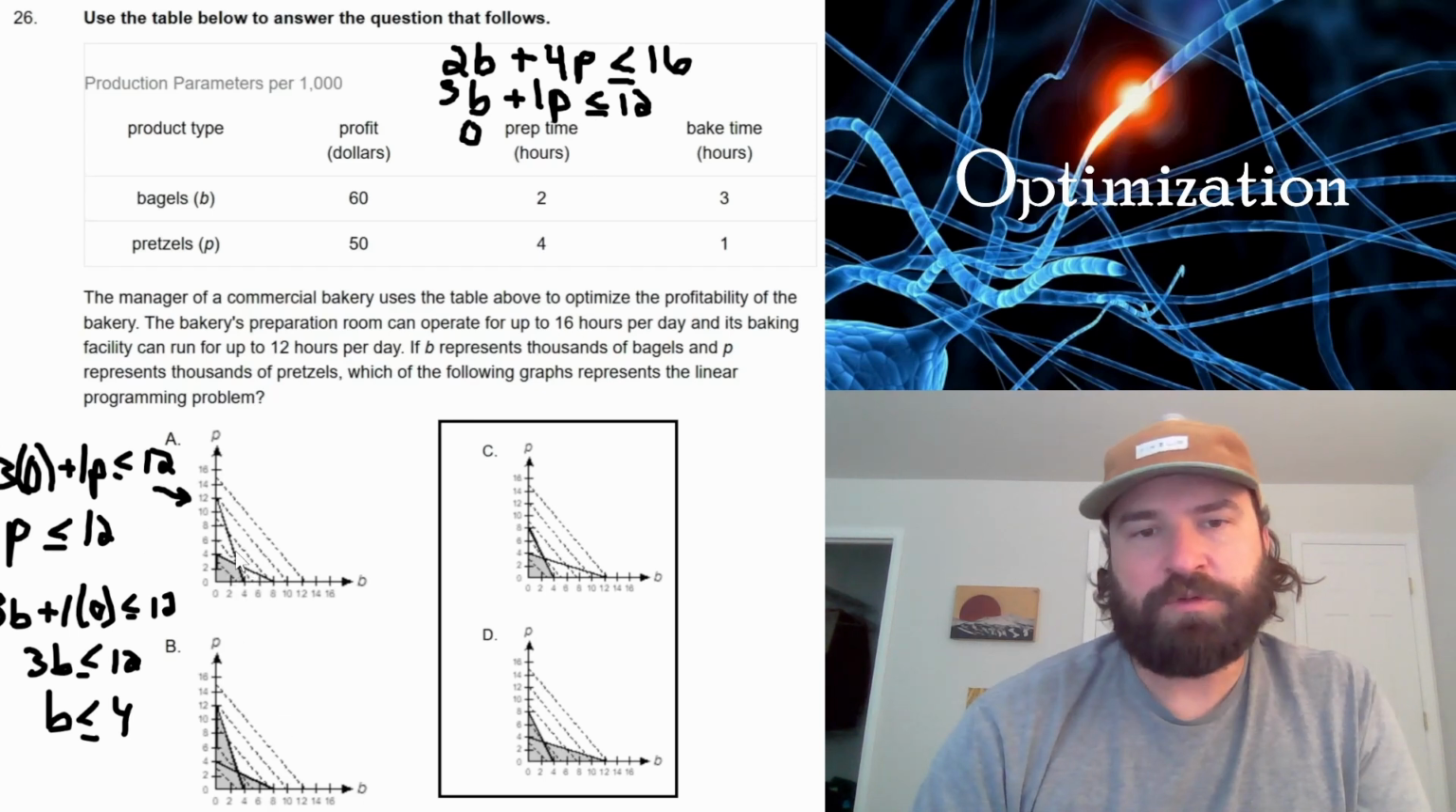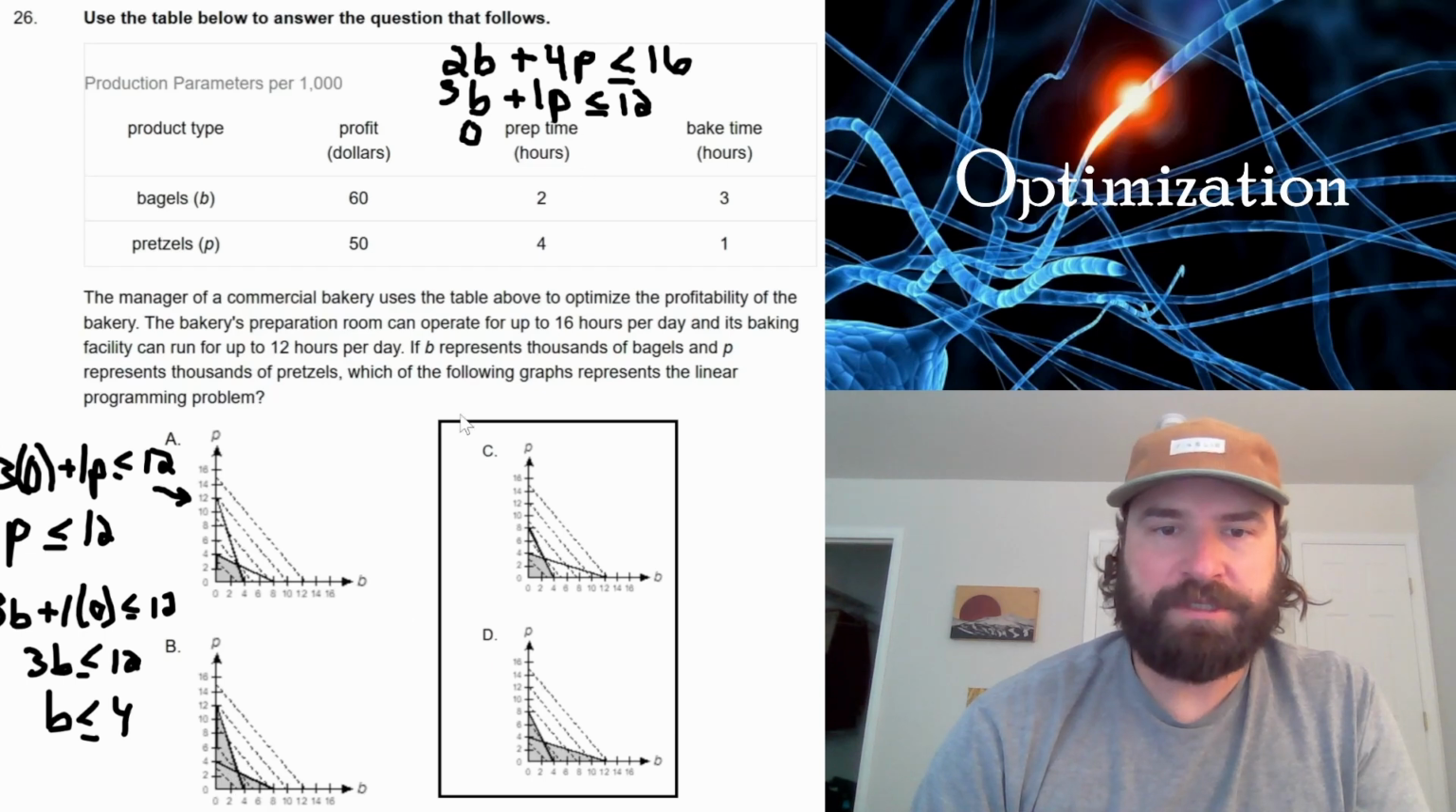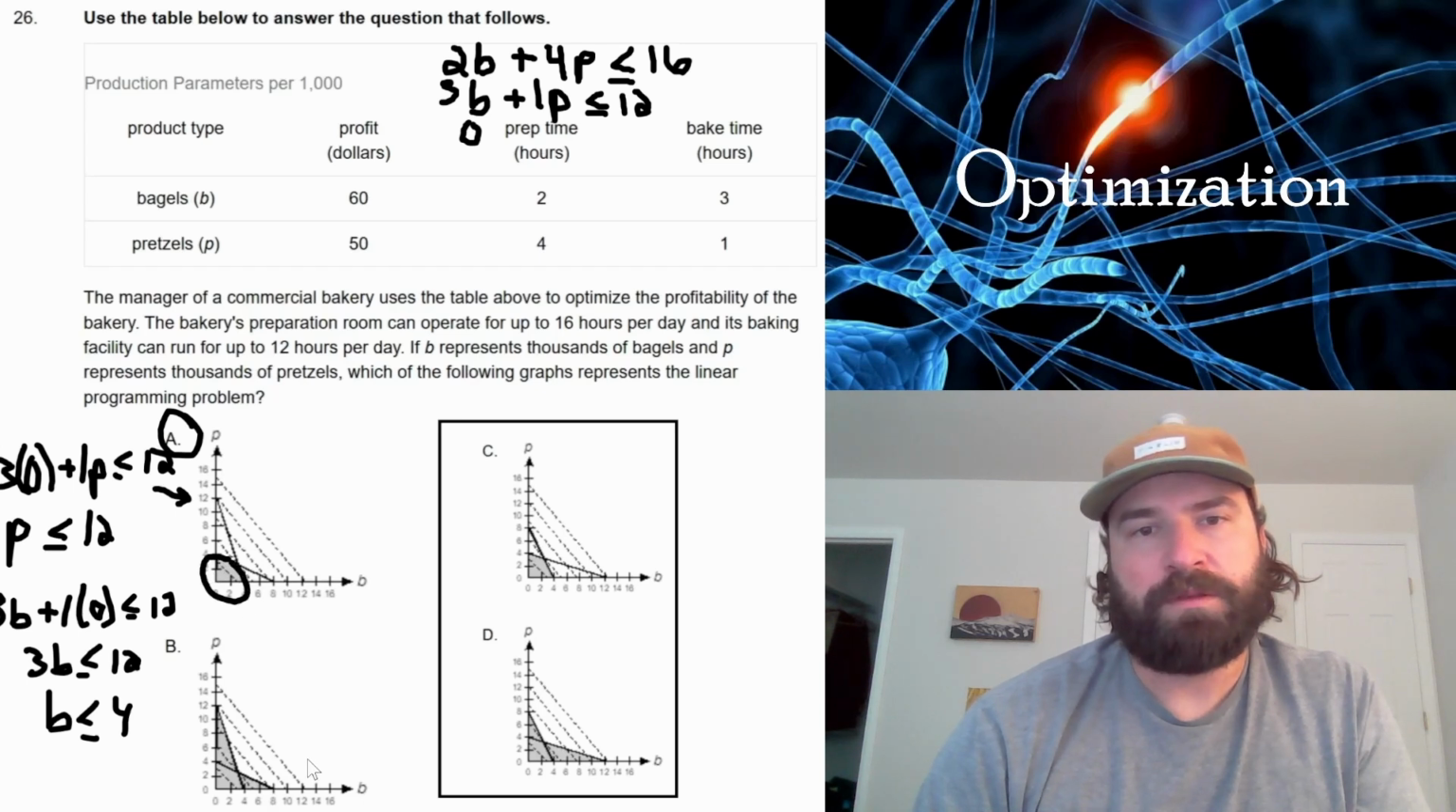And the only difference between A and B is the shading. Well, we have two equations that overlap at these points, and in both instances, we have to be less than those values. So the answer that we're looking for here is the answer that shades below both lines, and that answer is A. So this little area is the optimization for this particular question.